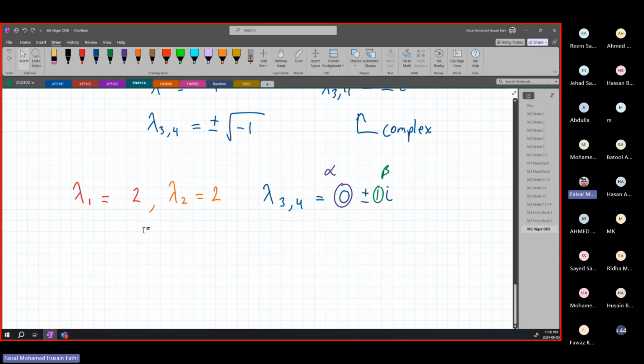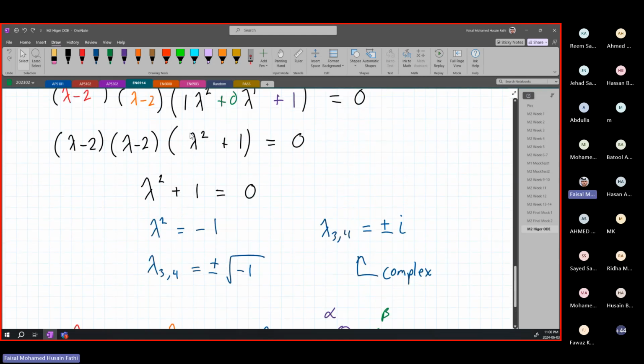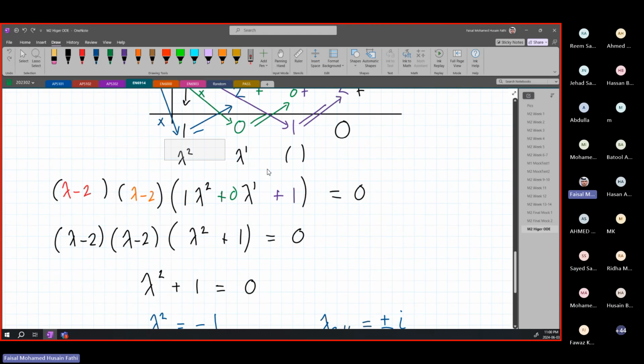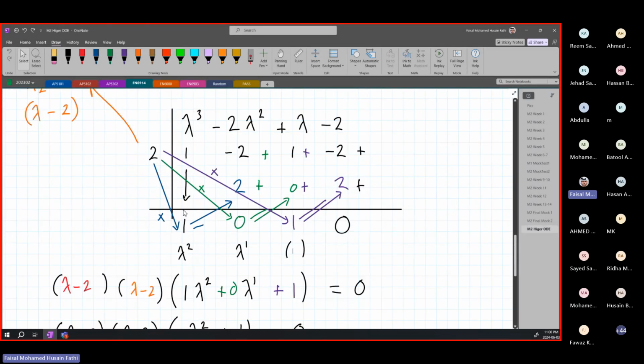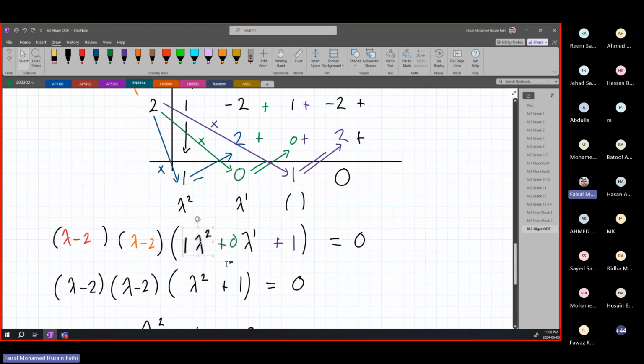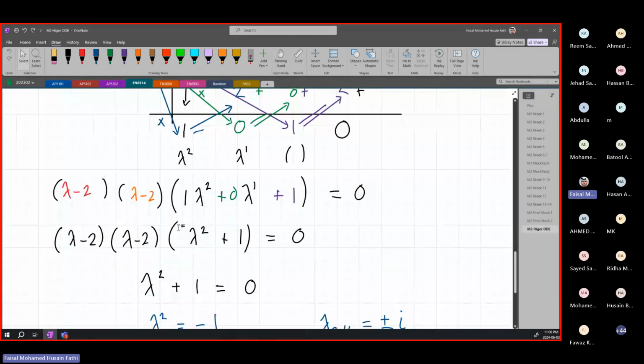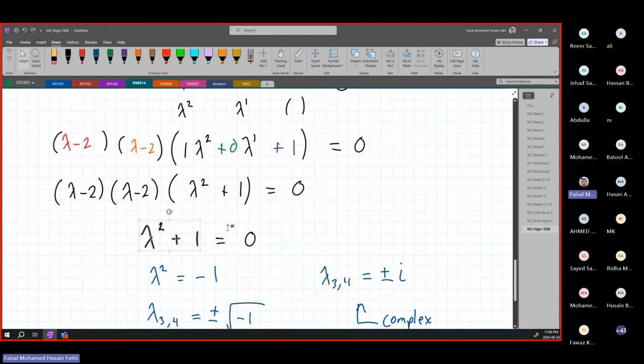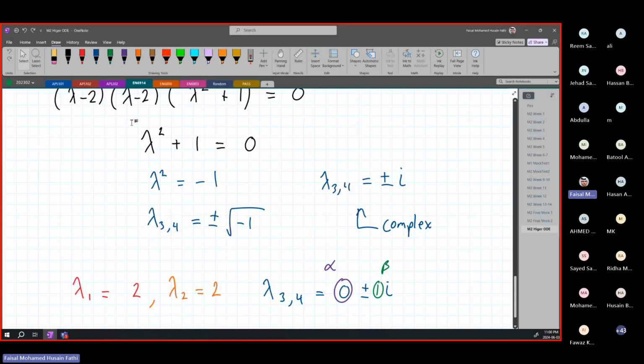Why did we make it lambda squared? Because lambda squared plus 1, from this equation, we have lambda squared, lambda 1, and no lambda. We have 1 for lambda squared, and then we have 0 for lambda 1, and then we have 1 for the one without lambda. If you simplify this, you get lambda squared plus 1. Lambda squared plus 1, we want it to be equal to 0. The idea is every time we want to equate whatever's in the brackets to 0. Now this is equal to 0, and we solve this equation for 0.